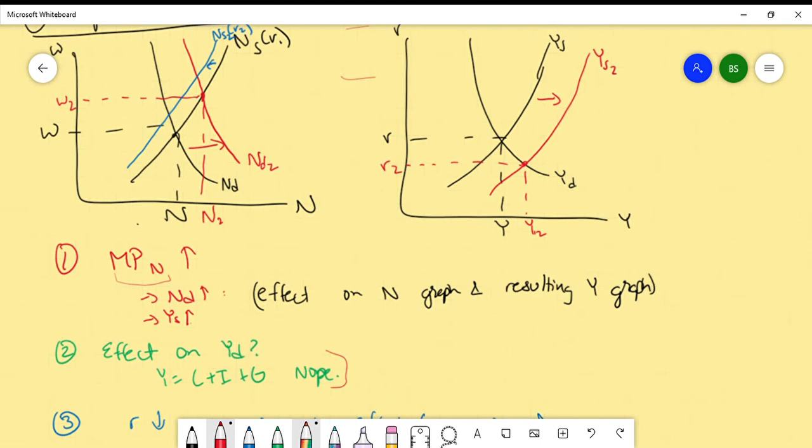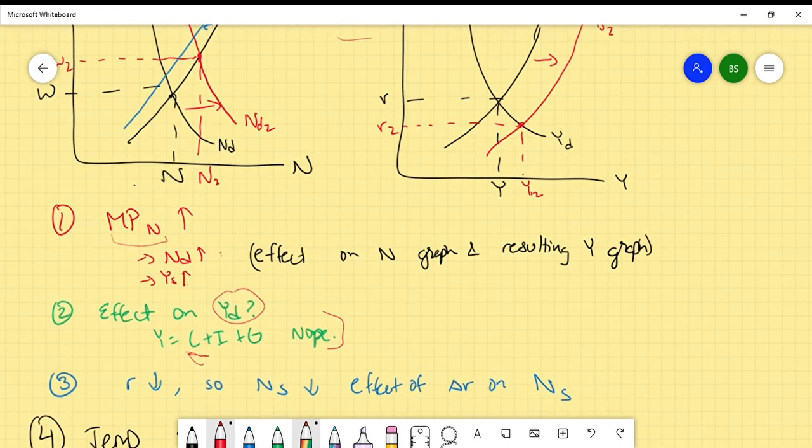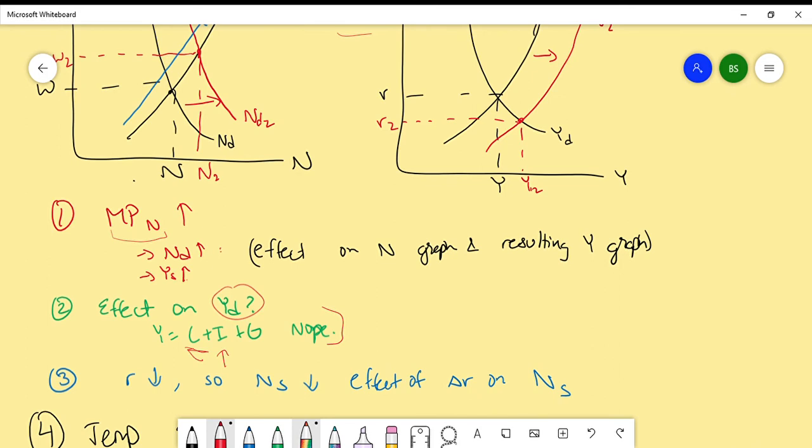Now, the effect on output demand. Consumption might increase a bit because there are more people working, so more money and all that. Government will be no change. Investment will not really change either, because you invest now but reap the benefits later on. So if our current factor productivity is high, it's not really going to matter whether I invest right now. Actually, we've invested before. So that's one thing.